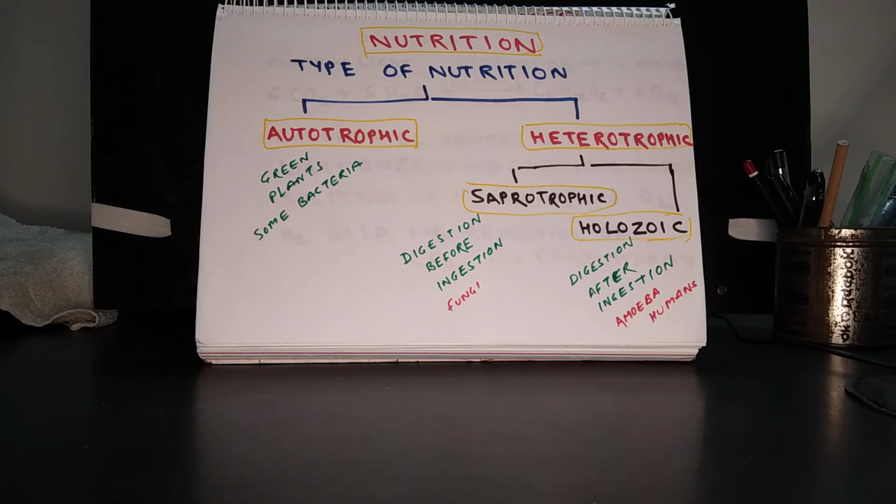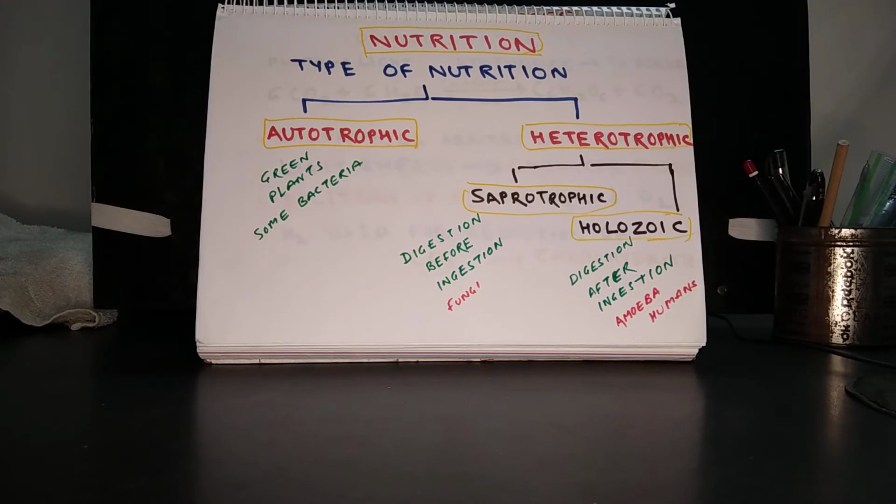Autotrophic nutrition is the mode in which the living being makes its own food, and in case of heterotrophic nutrition, the living being takes food from another organism. So green plants and some bacteria follow the autotrophic mode of nutrition. Heterotrophic nutrition is of 2 types, saprotrophic and holozoic.